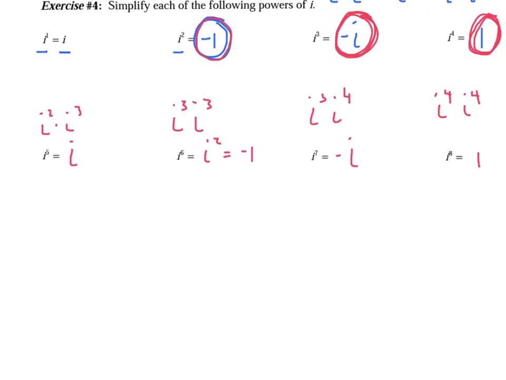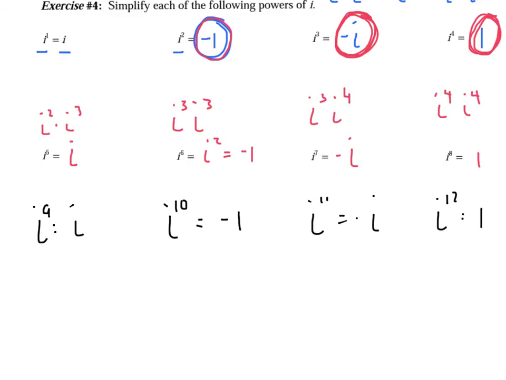So what I'm trying to say is i to the ninth, because of this pattern and the repetition we see, we know it's going to be i. i to the 10th power is going to be -1. i to the 11th power is going to be -i. i to the 12th power is going to be +1. And the pattern continues to repeat over and over and over again.